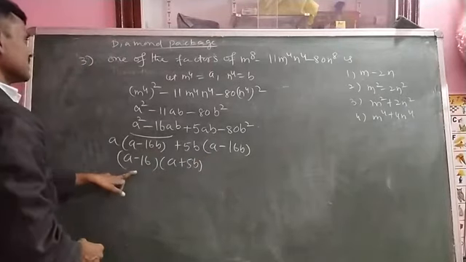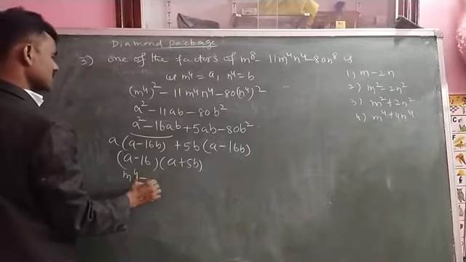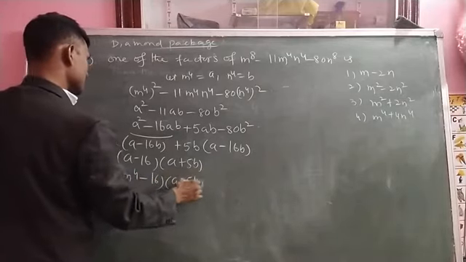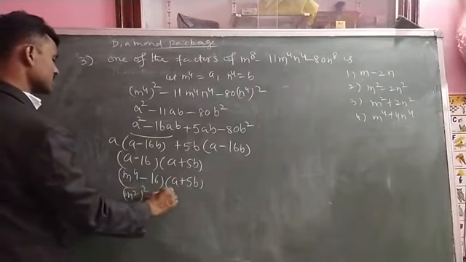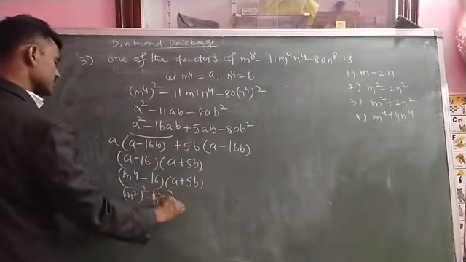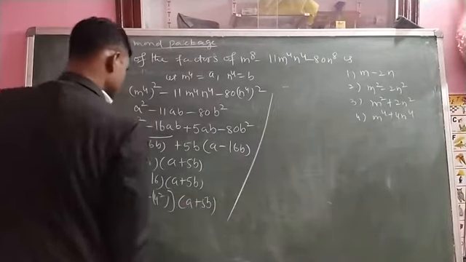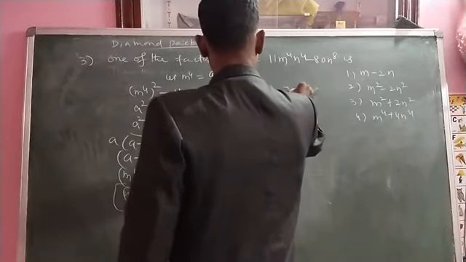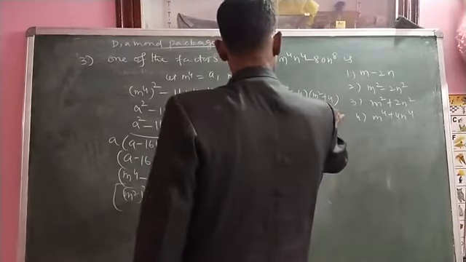Okay, a means here m power 4 minus 16, and 16 into a plus 5b. This is written as m square whole square, this is 4 square. Then here a plus 5b. See here, this is a square minus b square. You can write here m square minus 4 into m square plus 4 into a.